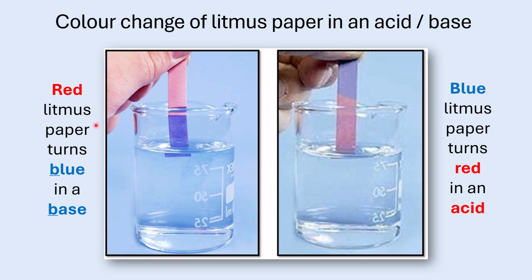So if red litmus paper turns blue, it means that the solution is a base. Now, it's quite easy to remember. Blue with a B indicates a base with a B. That starts also with a B.